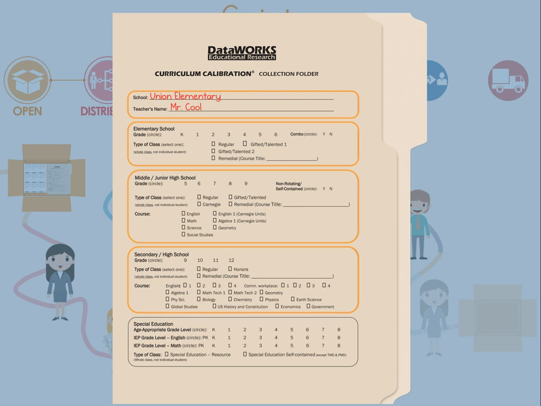For each of these sections, remember that the information that you are entering is about your class, not the individual student whose work you've collected. So circle the grade that you teach, the type of class you have, and the subject or course you teach. If you're an elementary teacher, we just assume that you teach all subjects. If you're a special education teacher, then fill out the fifth and final section of the folder with the student's age-appropriate grade level, as well as their IEP grade level for both ELA and math. Finally, select the type of special education class that you have.